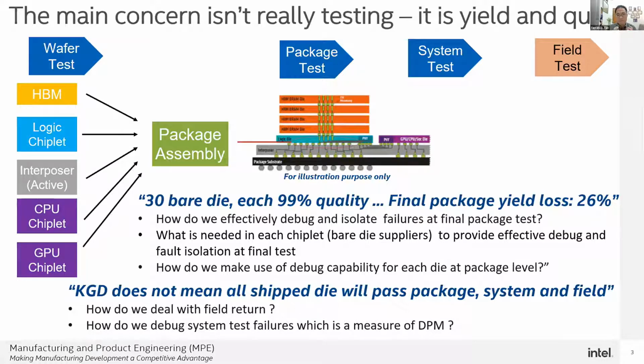Now, the second statement is about known good die. When you talk about 3D IC and 2.5D, people talk about known good die. Known good die does not mean all chip die will pass package system and fail. This becomes a defect per million quality issue. How do you deal with fail returns, and how do you debug system failure, which is a measure of DPM? Because in some of the tests, we may insert a system level test in-house as a last measure of DPM before we ship out to the field. So my presentation will answer some of these questions in terms of debug and fault isolation.